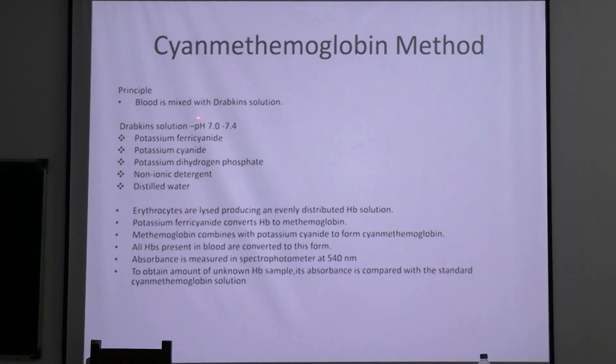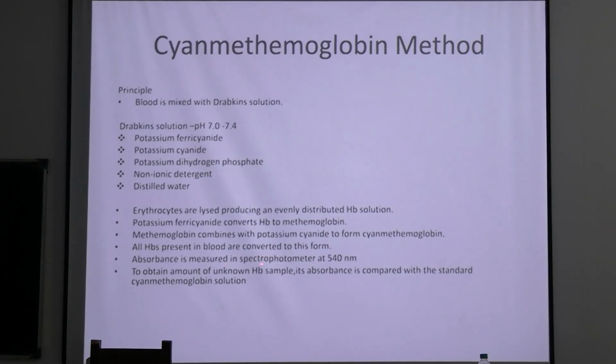So, first of all, when you mix the Drabkin solution with the blood, then what happens? There is distilled water, it causes lysis of the RBCs, and when the RBC gets lysed, the hemoglobin comes into the solution. Then potassium ferricyanide acts with hemoglobin and converts it into methemoglobin, and this methemoglobin combines with potassium cyanide to form cyanmethemoglobin. All hemoglobins present in the blood are converted to this form.